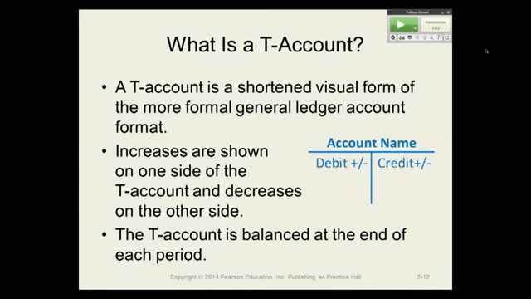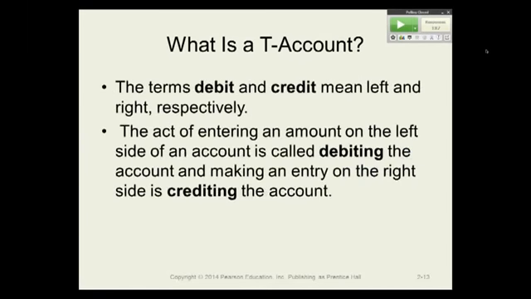You'd have an account name. On the left, you'd have the debit side. On the right, you'd have the credit. And because of its shape, you call it a T account. And these are going to become very useful for analytical purposes as we look at various transactions. Now, the terms debit and credit don't mean increase and decrease. It's the biggest problem students seeing this for the first time have.